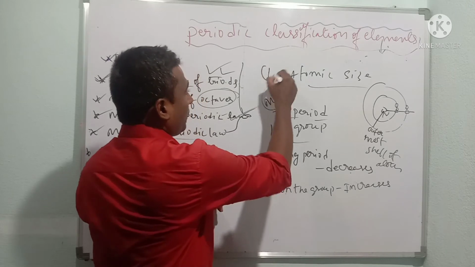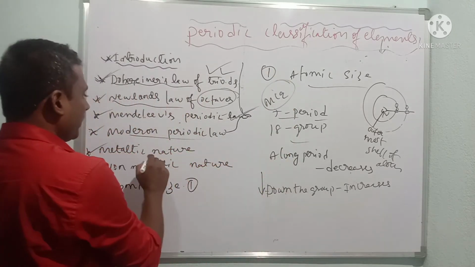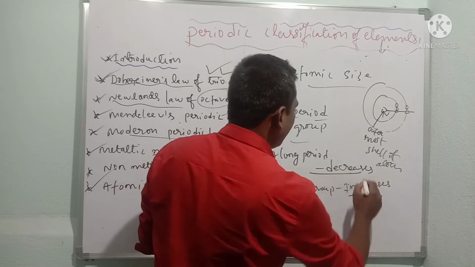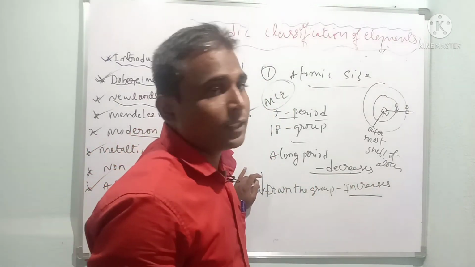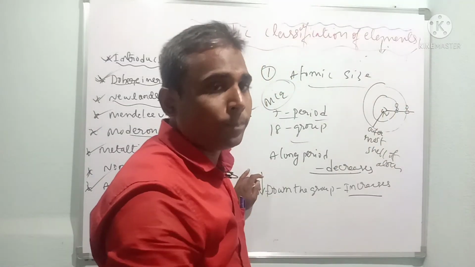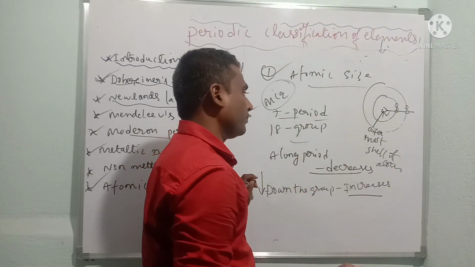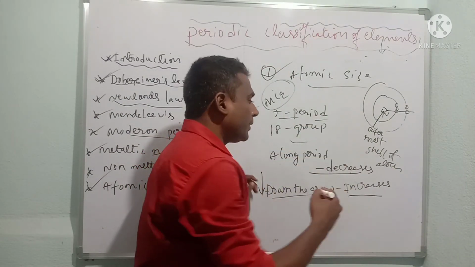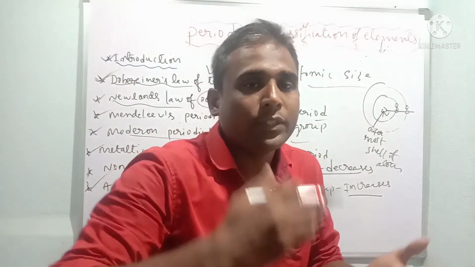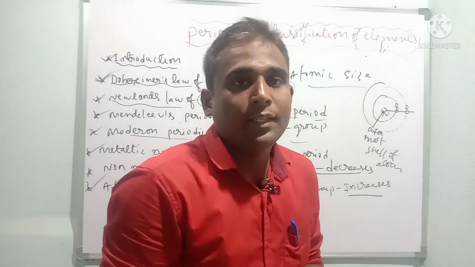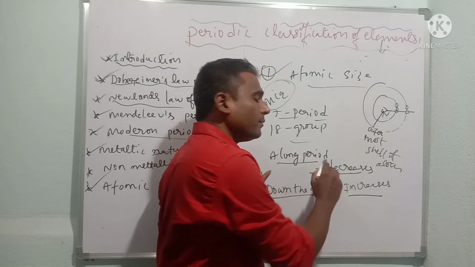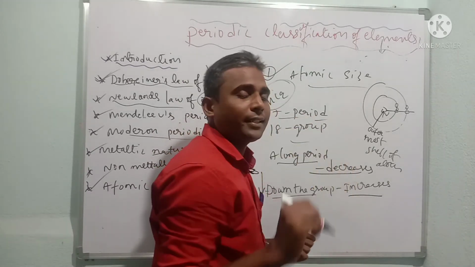And one more, children: along the period decreases, down the group increases. Even this is for the second property, that is metallic nature. Down the group increases, along the period decreases. So here the nuclear charge and the shells increase down the group; that is all about atomic size. But what is metallic nature? The tendency to lose electrons. They are going to give away excess electrons. That is called metallic nature. So metallic nature along the period decreases, down the group increases.